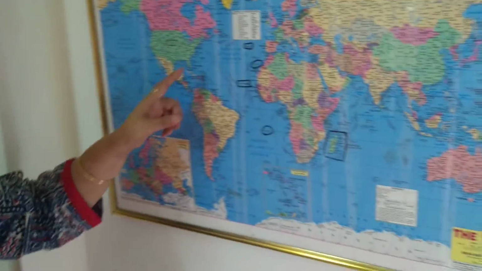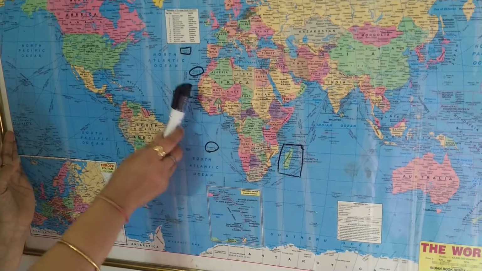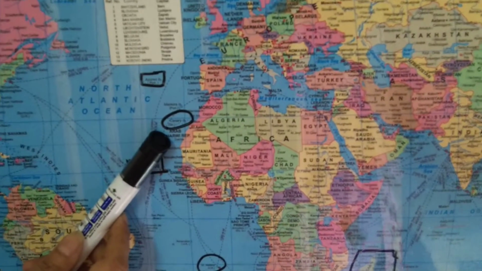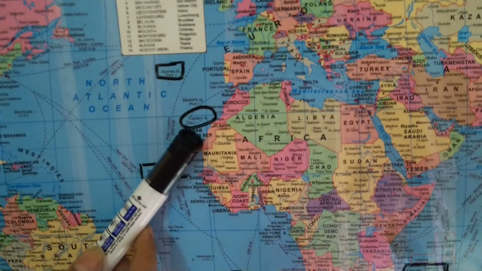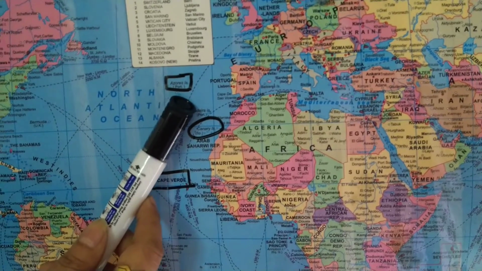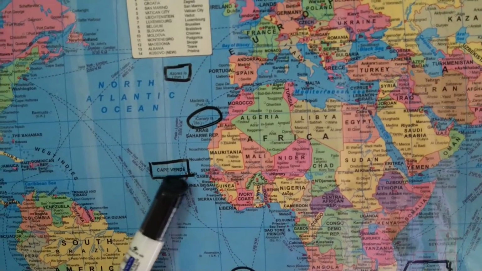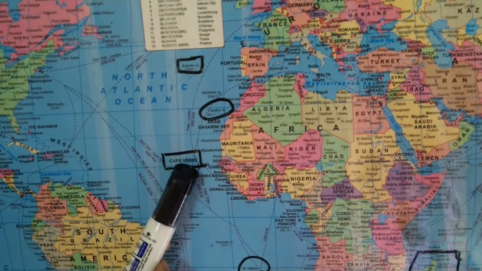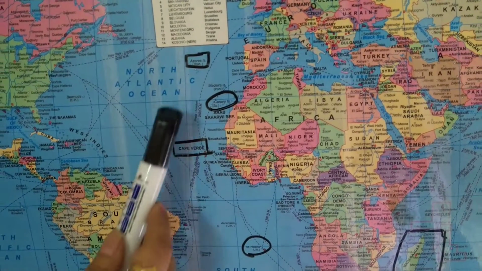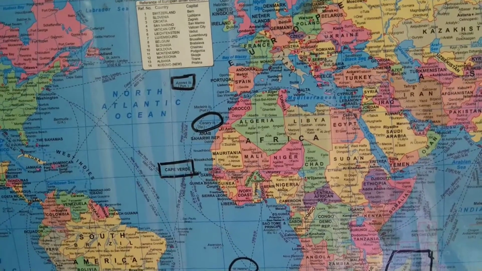These trees are generally found in the North Atlantic Ocean. I have circled the Canary Islands in the North Atlantic Ocean. So these trees are found on the Canary Islands. Then we have other sets of islands known as Azores and Cape Verde. They are groups of very small islands. These trees can be found on these islands in the North Atlantic Ocean, but most of them are found only in the Canary Islands.